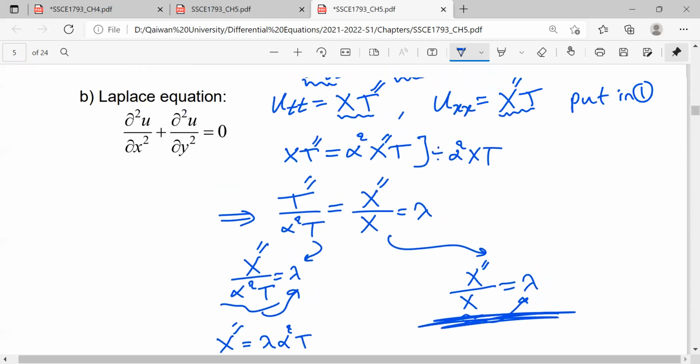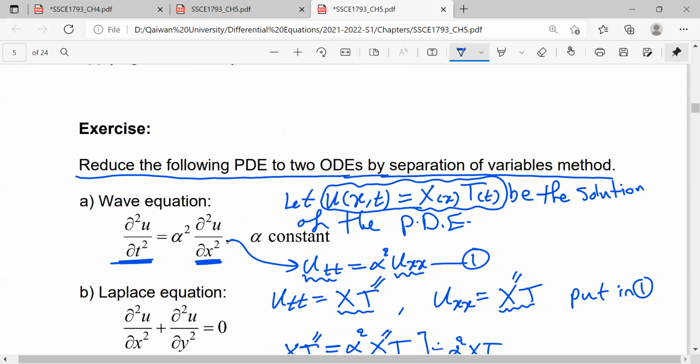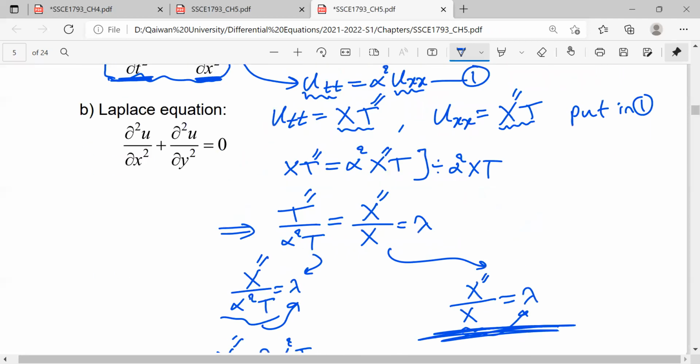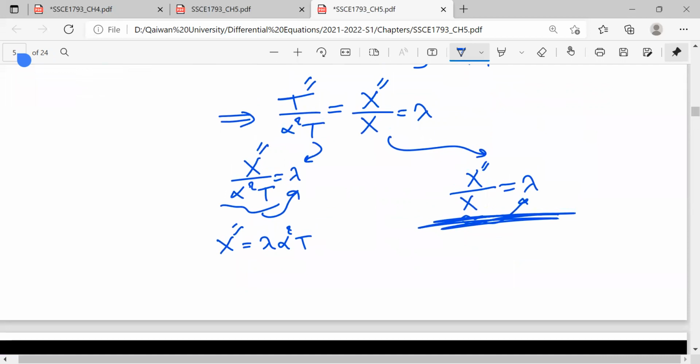Which one? Look, no. This is the wave equation. The partial differential equation is the wave equation. We reduce it to two ordinary differential equations.